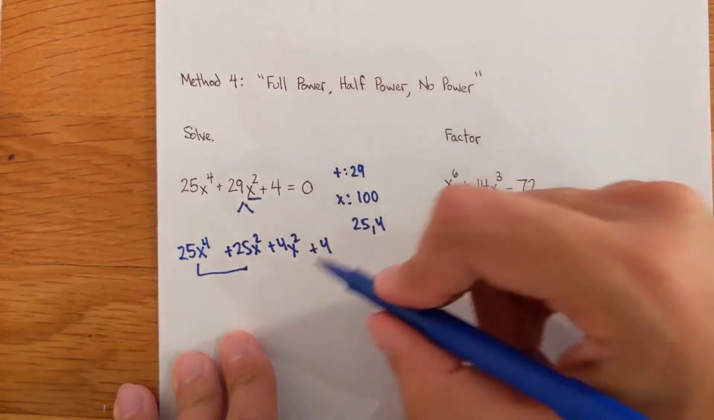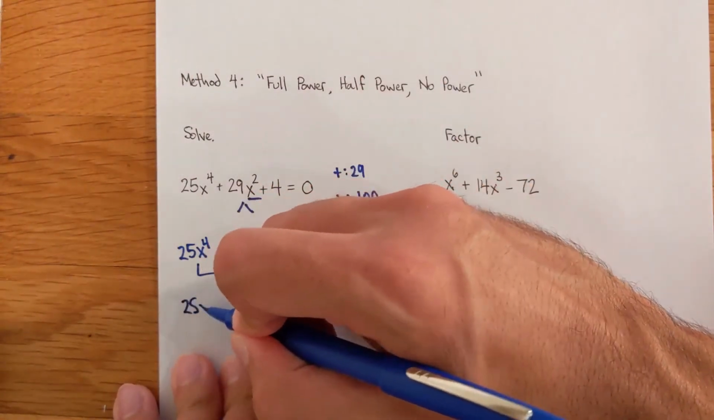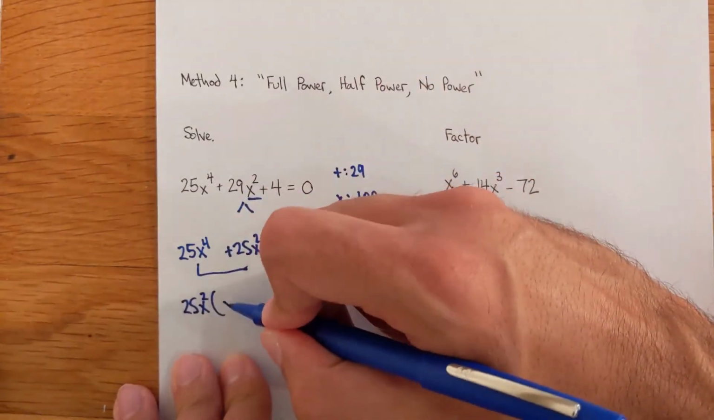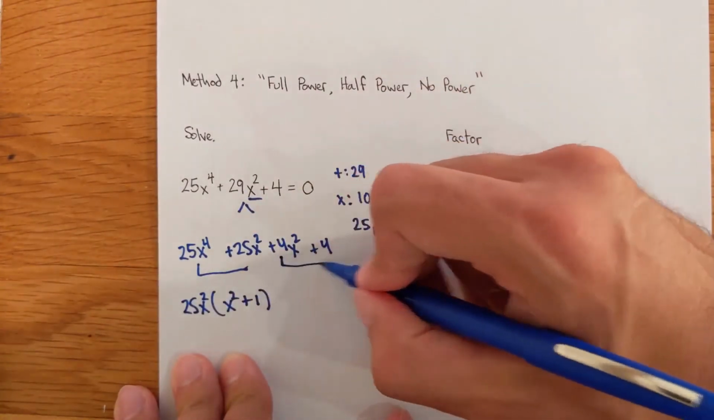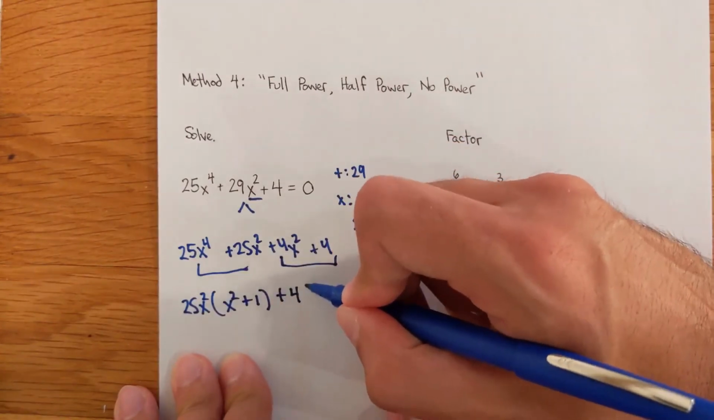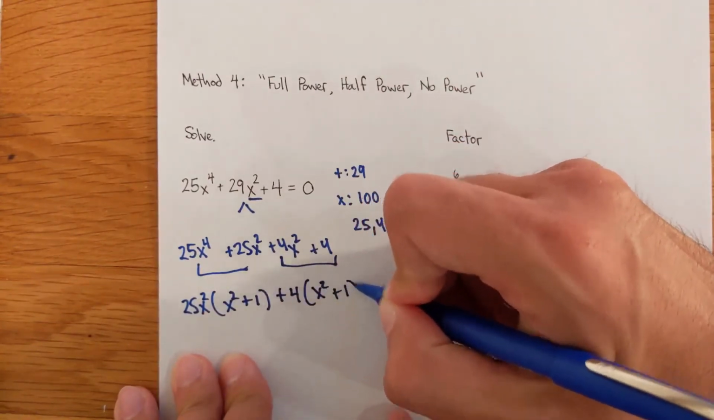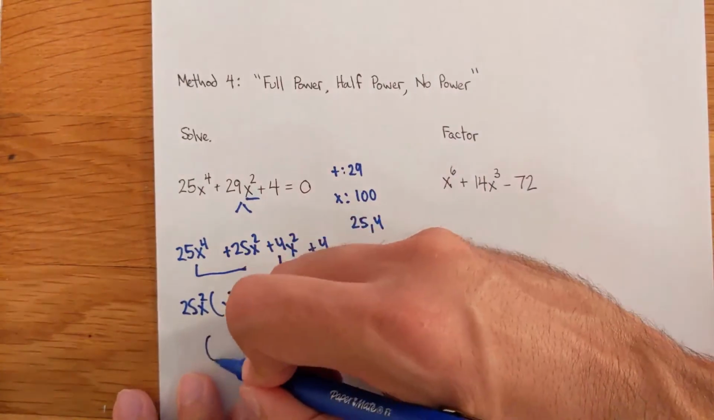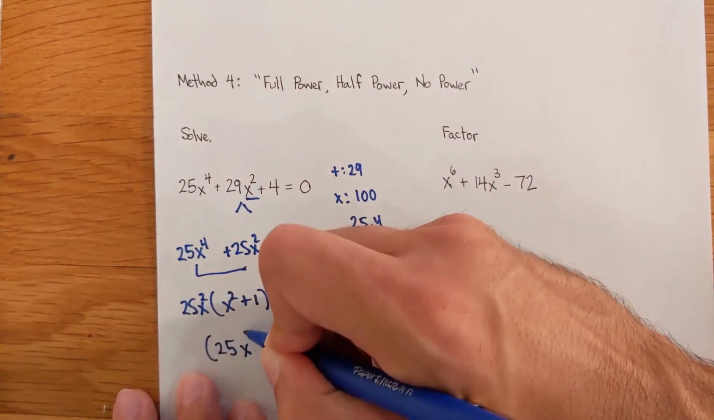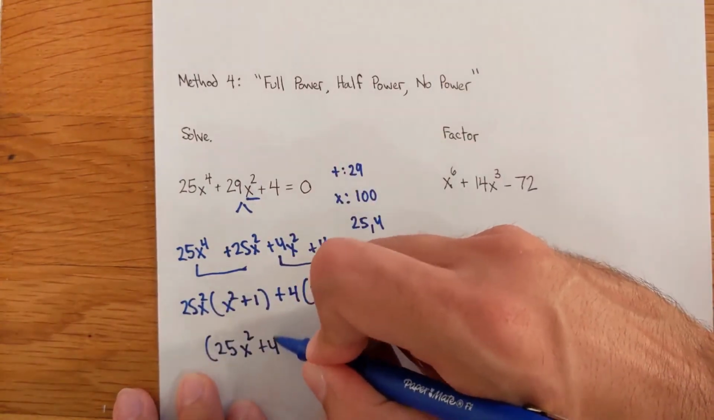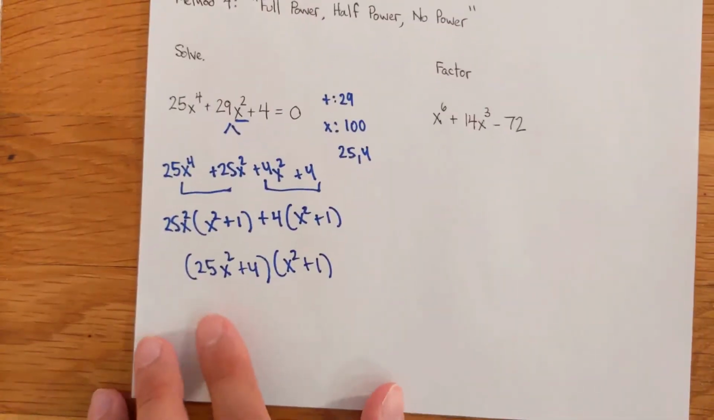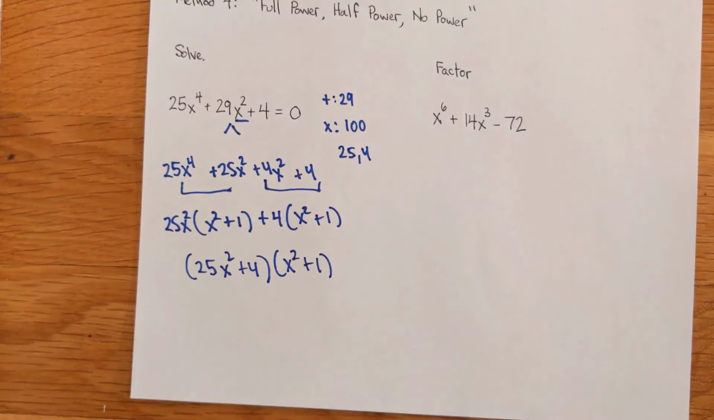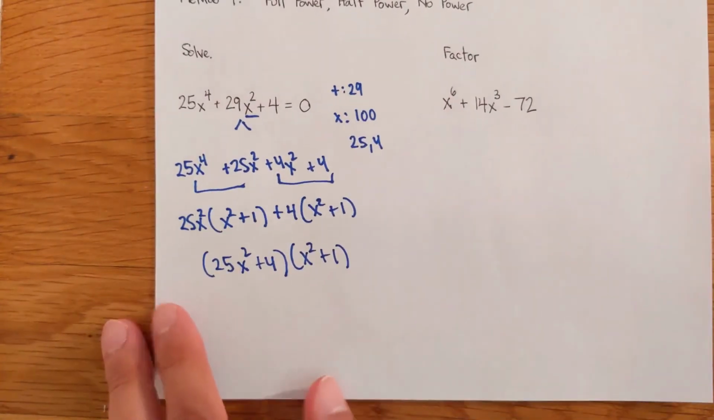If I group up those two, I can take out a 25x squared, and it's going to go x squared plus 1. And then over here, I can take out a 4, and it's going to go x squared plus 1. So parentheses match, that is so great. It means I did it right. I got this, I got this, and then I just solve both of those. Those are both binomials here. The square root method is going to be our easiest option.